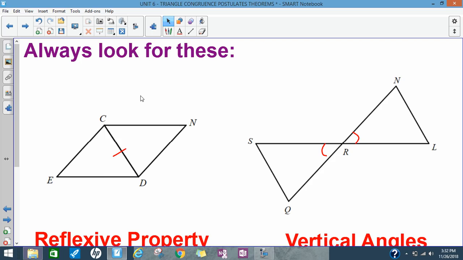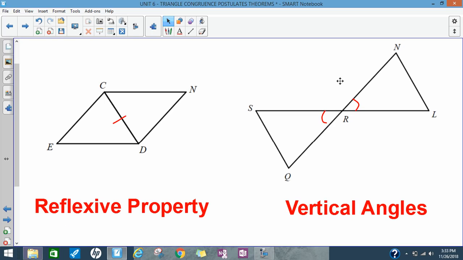So some things when we're doing this that you need to look out for. I'll start on the right here. Vertical angles. Those are things we've talked about already. If you see vertical angles in a picture, you can mark that they're congruent, just like I did here.